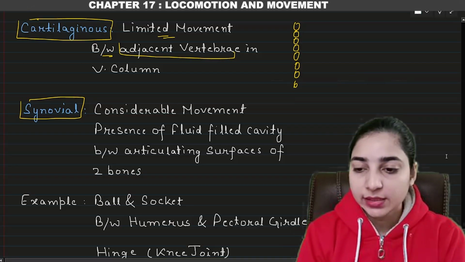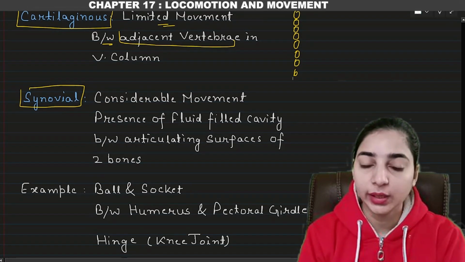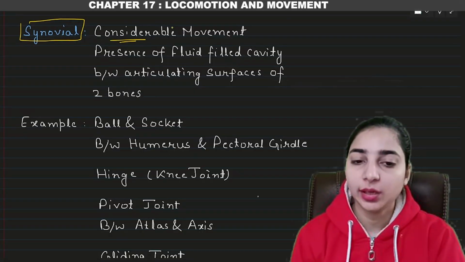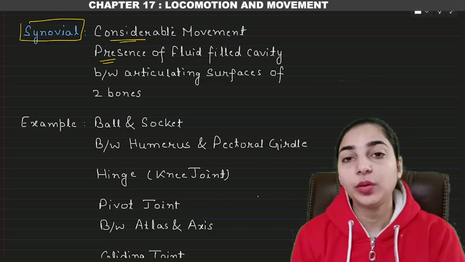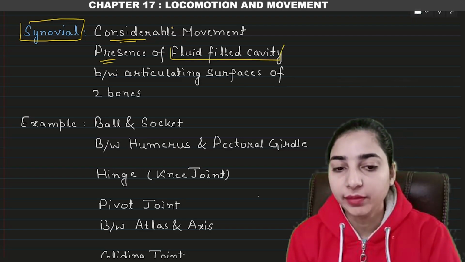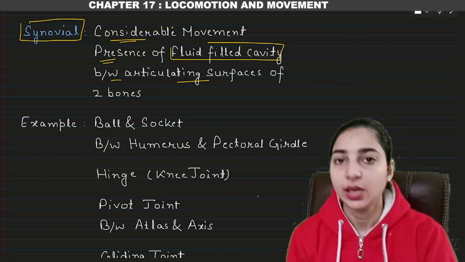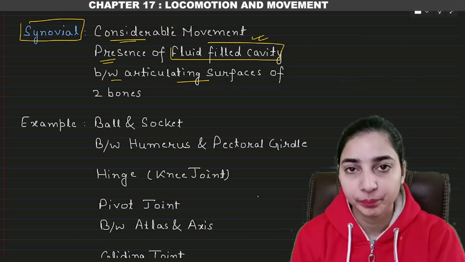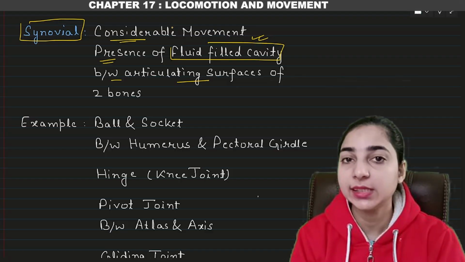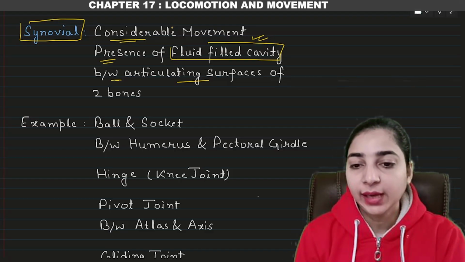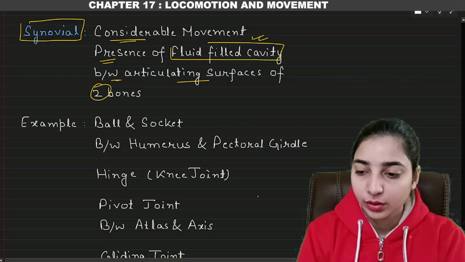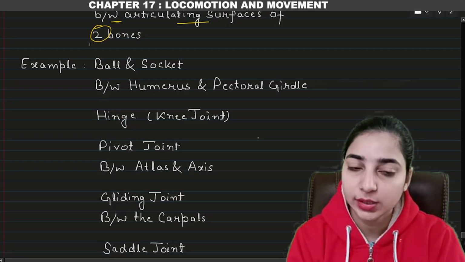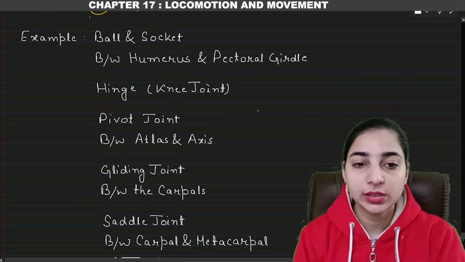Then the last type of joint is the synovial joint that allows considerable movement. Here there is no limit on the movement, and they are characterized by the presence of the fluid filled cavity between the articulating surfaces. And what is the reason for the considerable movement? The reason is the fluid filled cavity, which allows the easy movement between the articulating surfaces of the two bones. So the presence of the fluid filled cavity allows considerable movements in these joints. Now there are many examples of this type of joint.